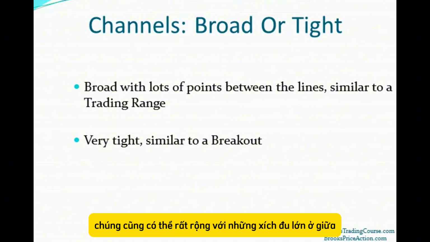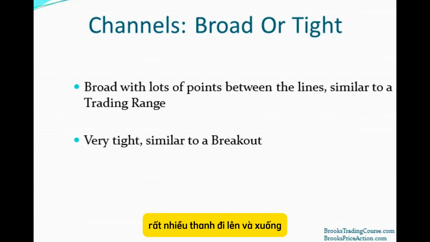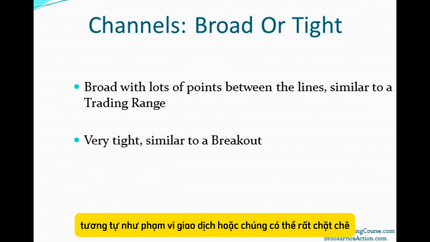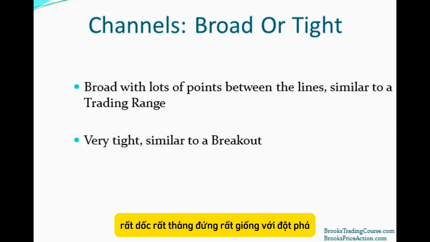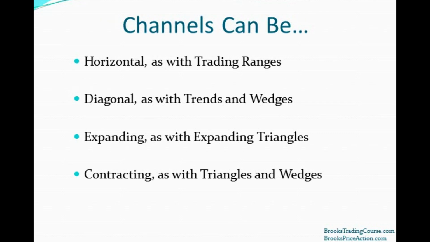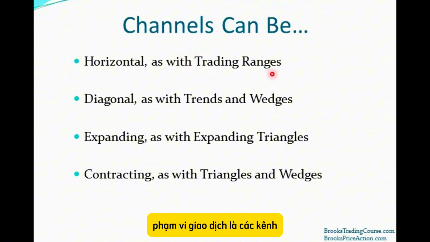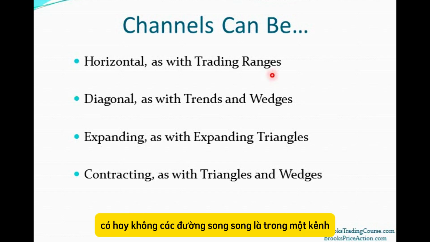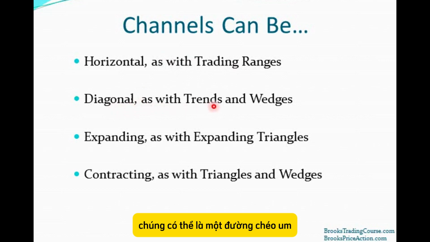They can also be very broad, with big swings in between, lots of bars going up and down, similar to a trading range, or they can be very tight, very steep, very vertical, very similar to a breakout. Channels can be horizontal. Trading ranges are channels. Remember, any part of the chart that can be contained within two lines, whether or not the lines are parallel, is in a channel. They can be diagonal.